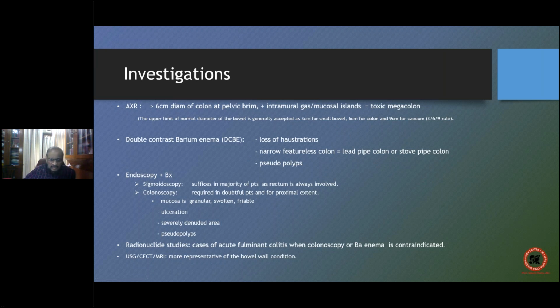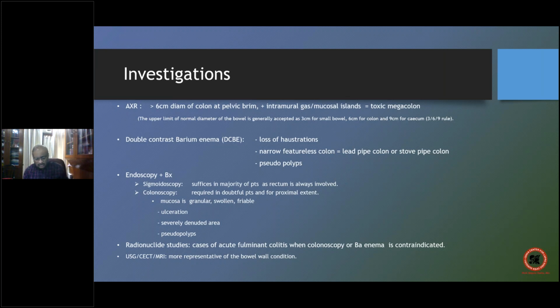Another investigation could be a radionuclide study, and these are usually indicated in those cases where you're suspecting toxic megacolon. You cannot do a colonoscopy or sigmoidoscopy in these acute cases. Why? For the danger of perforation. So don't do it. It's contraindicated. Any more endoscopy. So there you can take the help of radionuclide study.